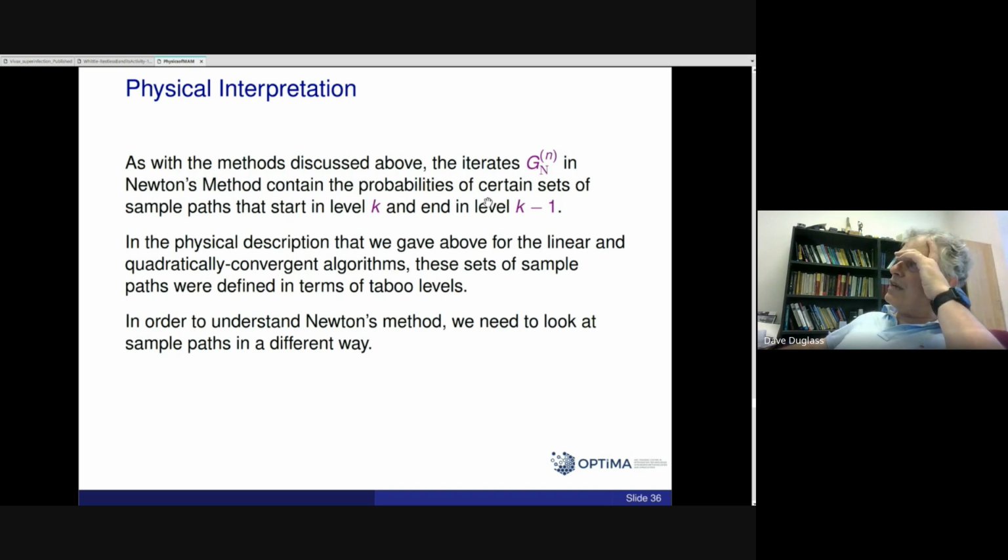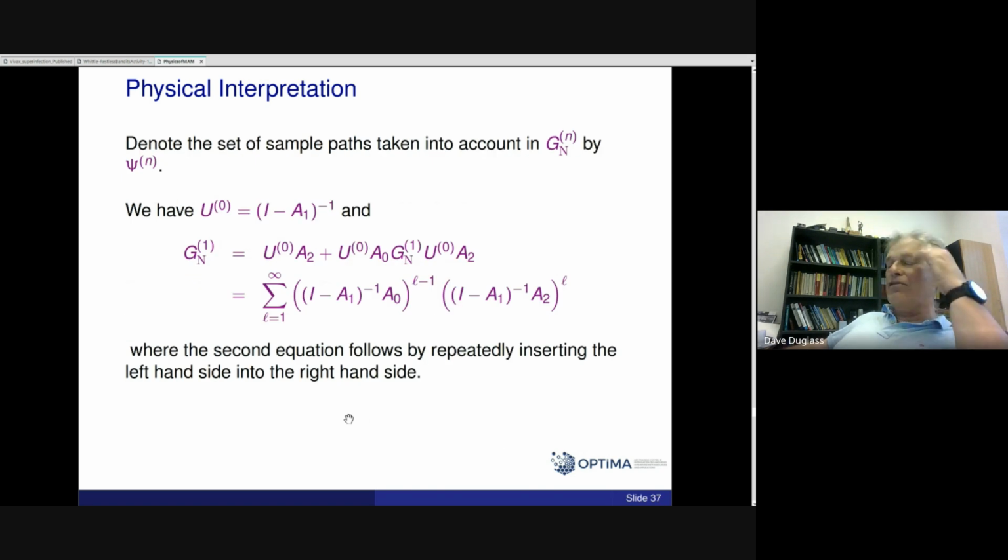So like the methods discussed above, the iterates Gn contain probabilities of sets of sample paths that start in level k and end in level k minus 1. But they're not defined in taboo levels like they were for the previous methods. And we need to look at sample paths in a different way. I'm going to try and explain this, and that's the end of the talk after that. So I think the physical interpretation of Newton's method is really interesting. So let's use some notation.